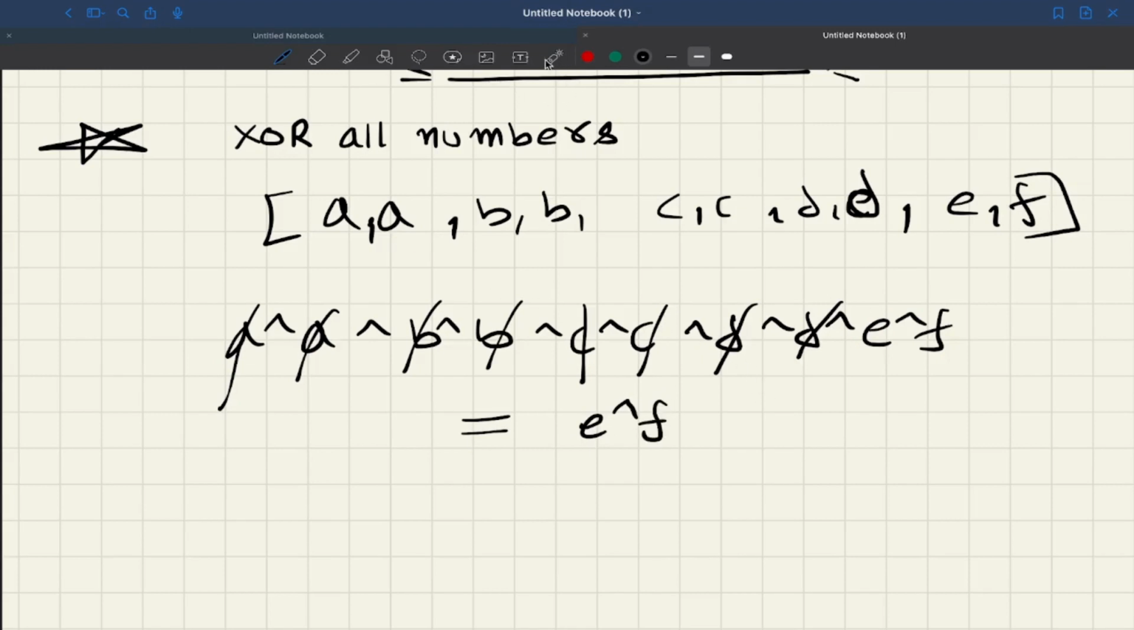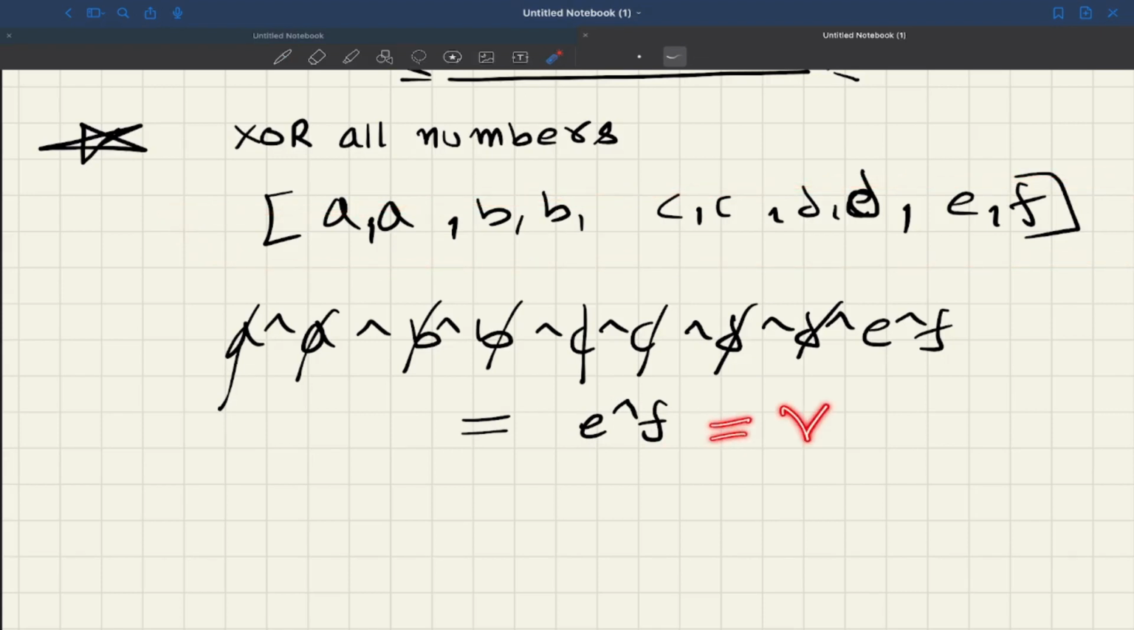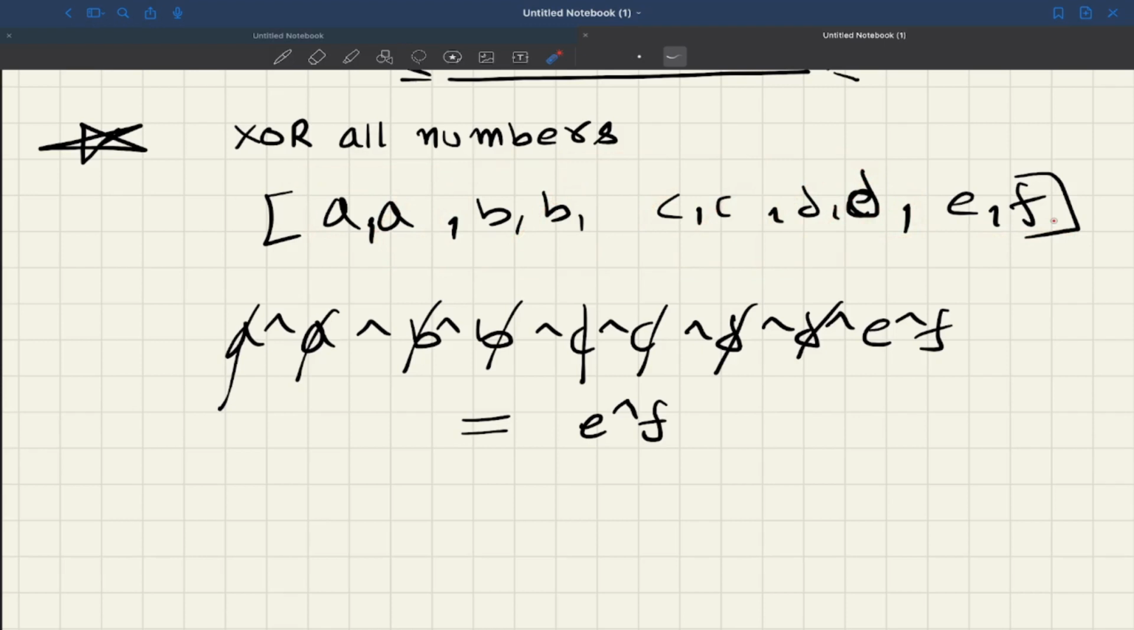So when I XOR all the numbers, I'll get a value. Let's say that value is V, and that will be equal to XOR of these two numbers only. So by XORing all the numbers, I have removed all these duplicate numbers from my array. Now I am left with only E and F. But I am not getting E and F separately. I am getting their XORed value, the XOR value of E and F. But in the problem, we have to separately return the values of E and F. Cool.